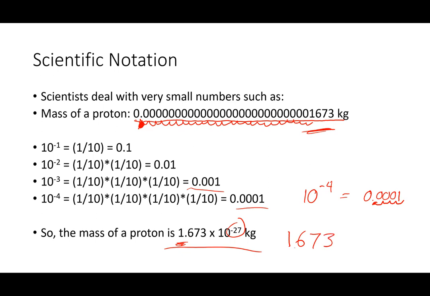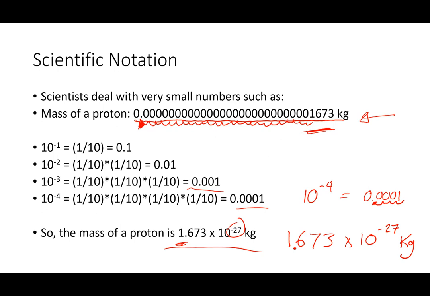1673. We need to have the decimal place behind the ones, and then you just add in all of the zeros. Times 10 to the negative 27. That's how many places the decimal moved over. And don't forget to include your unit. Okay, so it will be 1.673 times 10 to the negative 27 kilograms. Okay, which is much easier than writing it this way. I think you'll all agree.